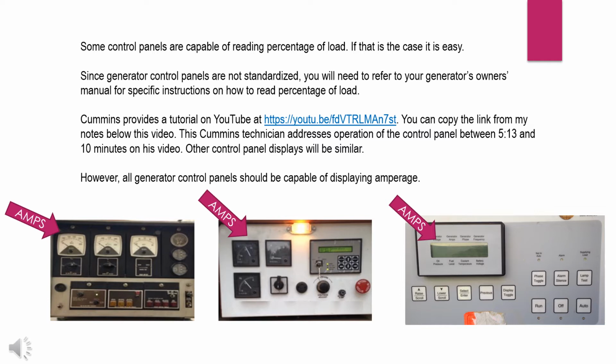The Cummins technician involved addresses operation of the control panel between 5:13 and 10 minutes on his video. Other control panel displays will be similar. However, all generator control panels should be capable of displaying amperage, even if they cannot display percentage of load. Below I have some typical control panels, and I've noted for you where the ammeters are.